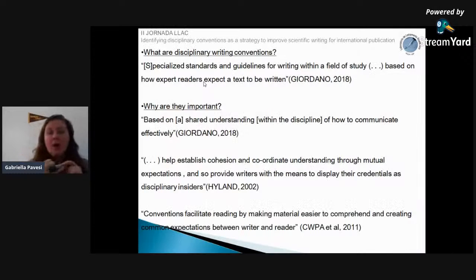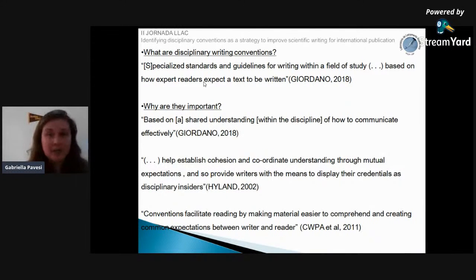We can talk about understanding through mutual expectations, which facilitates reading and makes the material easier to understand, again creating common expectations. And last but definitely not least, as put by Hyland here, it gives writers the tools to demonstrate that they are indeed insiders in their disciplines, that they are part of the discourse community and they can participate actively in it.